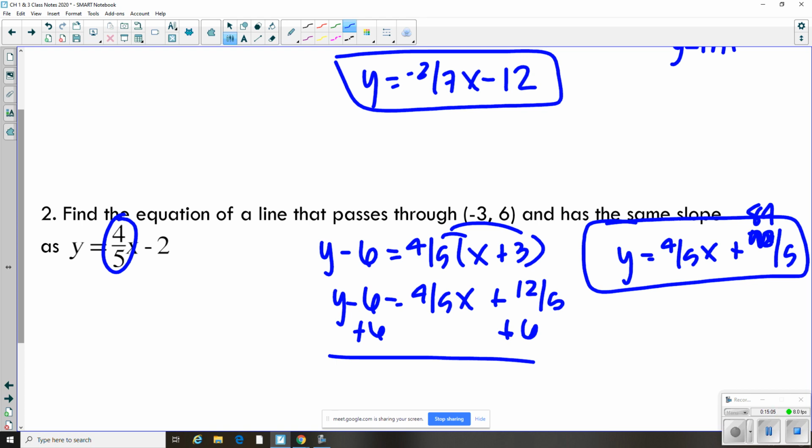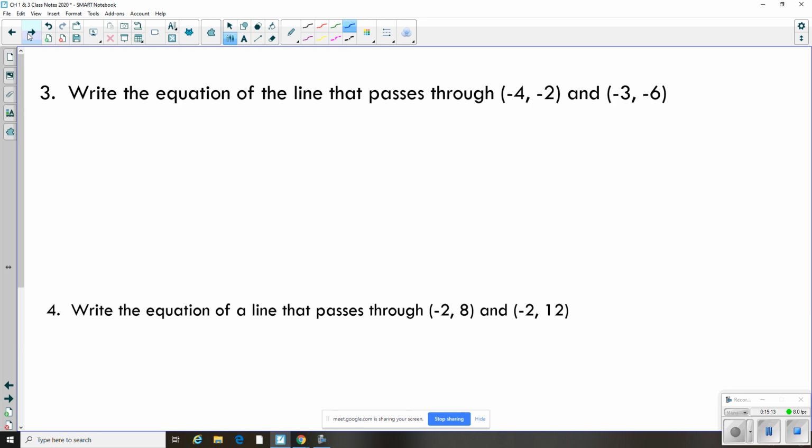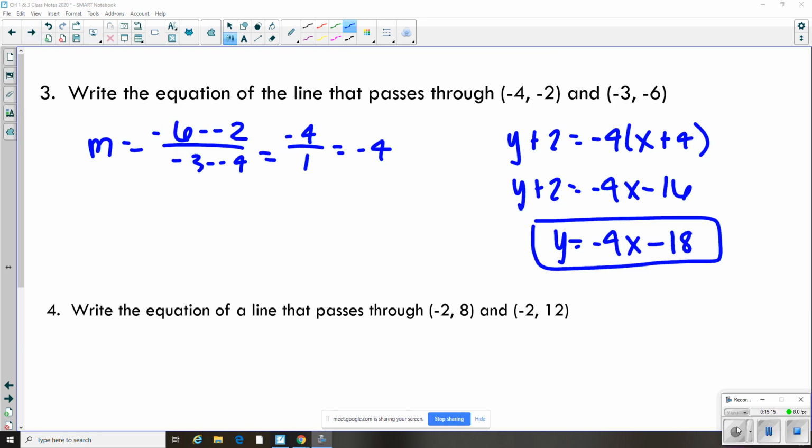Is that better? Okay. Why don't you try 3 and 4? How, it says y equals negative 4x minus 18 for number 3, look. Okay? Now again, you could have used, right, a different one here, but you should have still gotten the negative 4x minus 14.